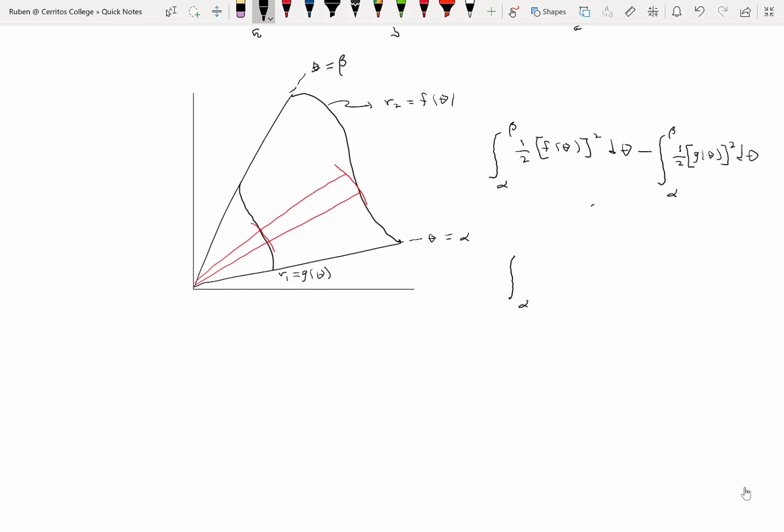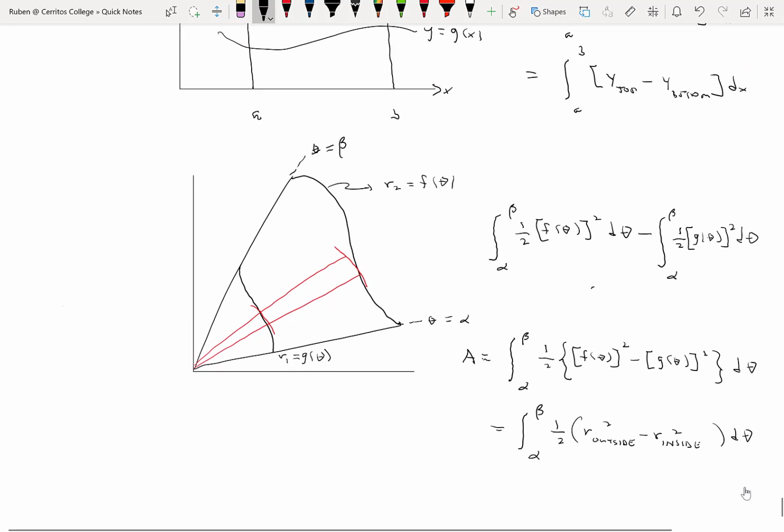So the area captured between two curves, an inner curve and an outer curve, is nothing more than the integral of 1/2 of the curve on the outside squared minus the curve on the inside squared with respect to theta. A simpler way to think about it is the integral from alpha to beta of 1/2, r outside squared minus r inside squared d theta.